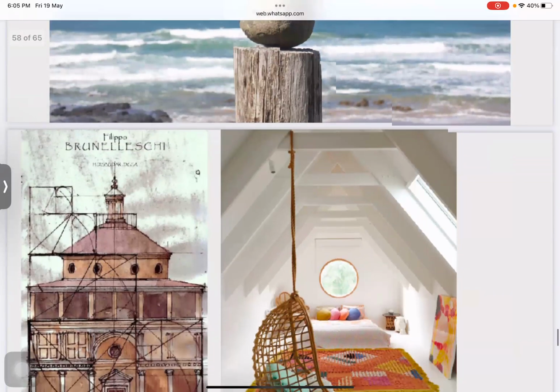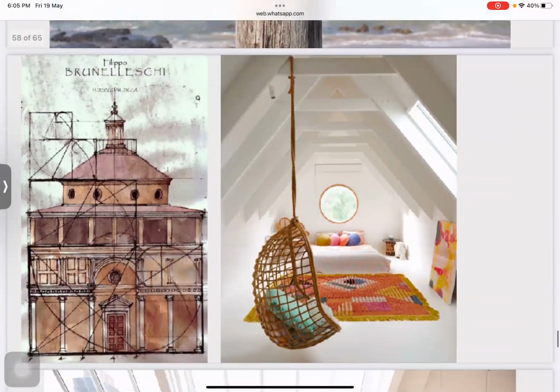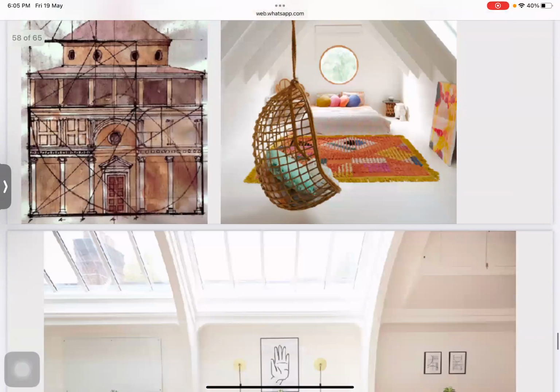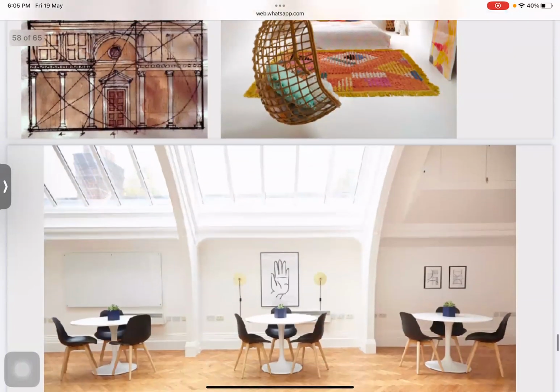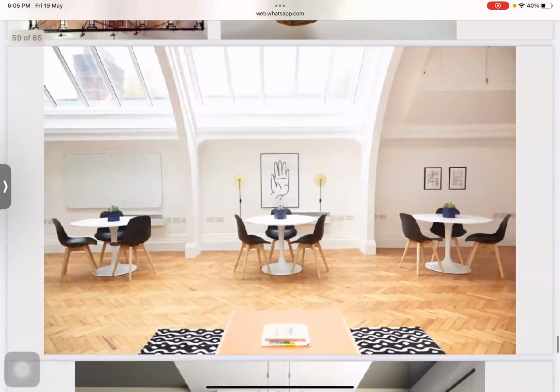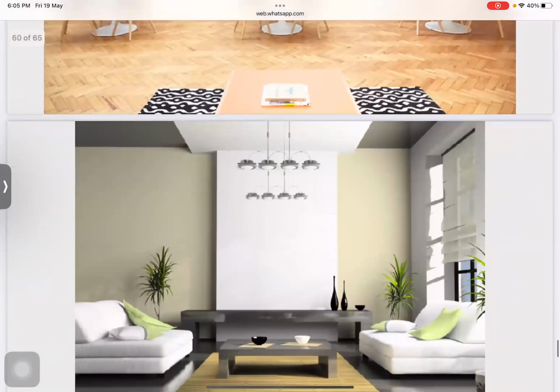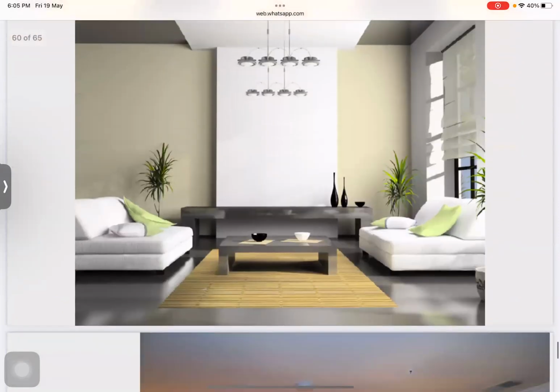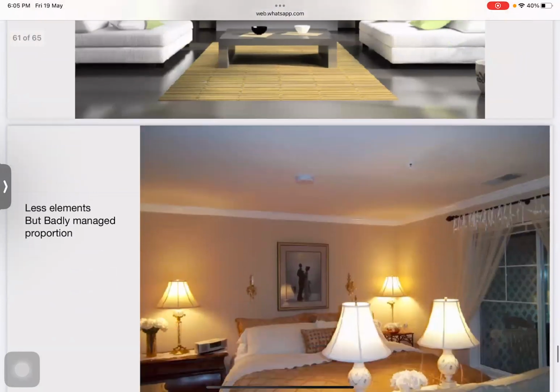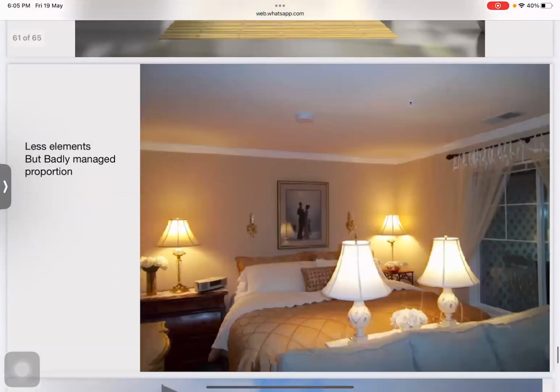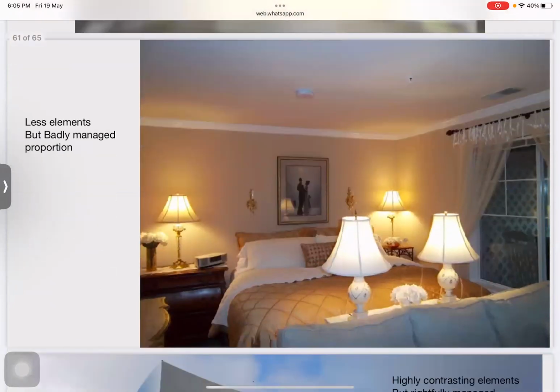And we have here some of the other examples which clearly identify to you proportion and how it has been achieved. Now, let's scroll on. Less elements but badly managed proportion. See over here how proportion is badly managed. How is proportion badly managed in this, what are they trying to mean?